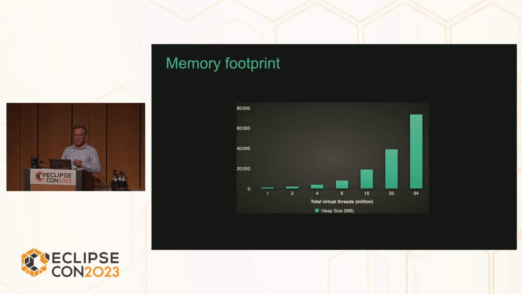In terms of memory footprint, it's very linear, from 1 million to 64, about 1 kilobyte per virtual thread. Don't forget that this example is very simple with a very small heap size. It doesn't reflect production.